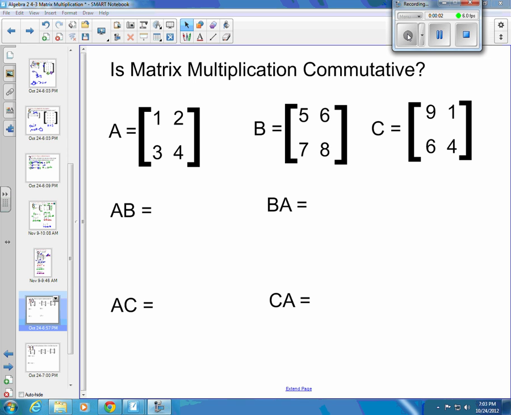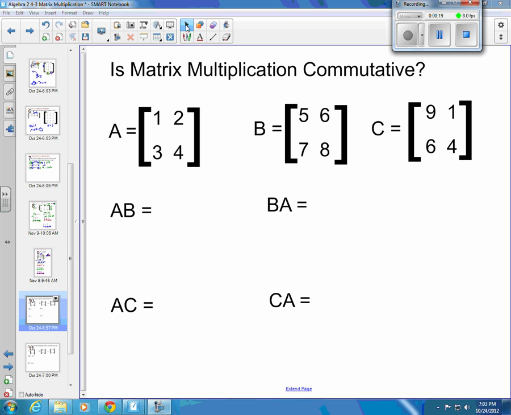Algebra 2, this is Chapter 4, Section 3. We're going to look at this one and see, is matrix multiplication commutative? So let's look at a couple of problems. We've got our three matrices here, A, B, and C, and we're first going to look at multiplying A times B.